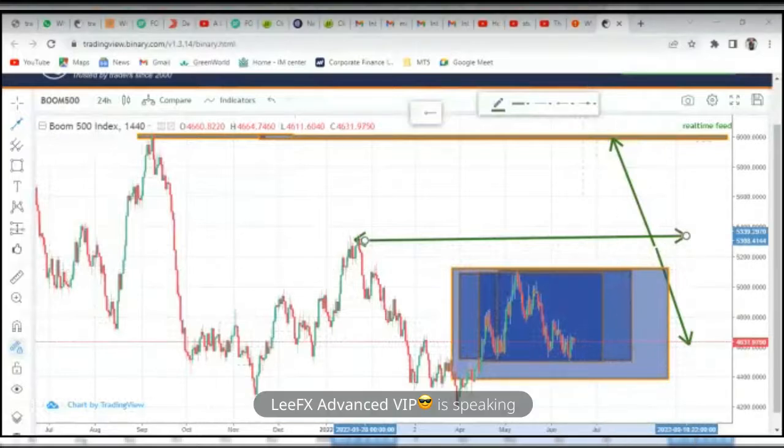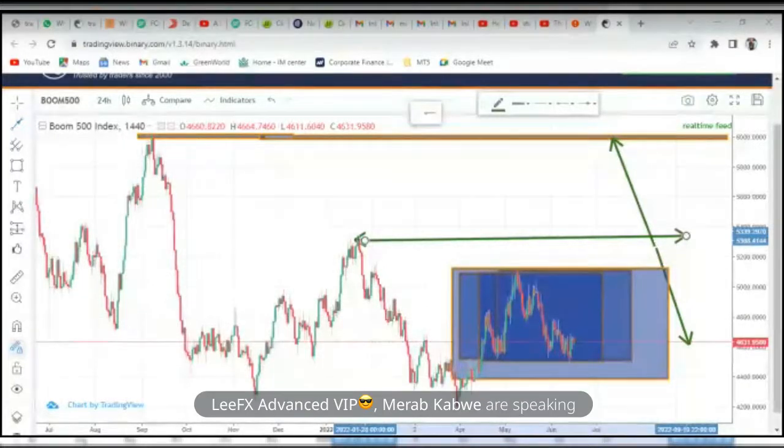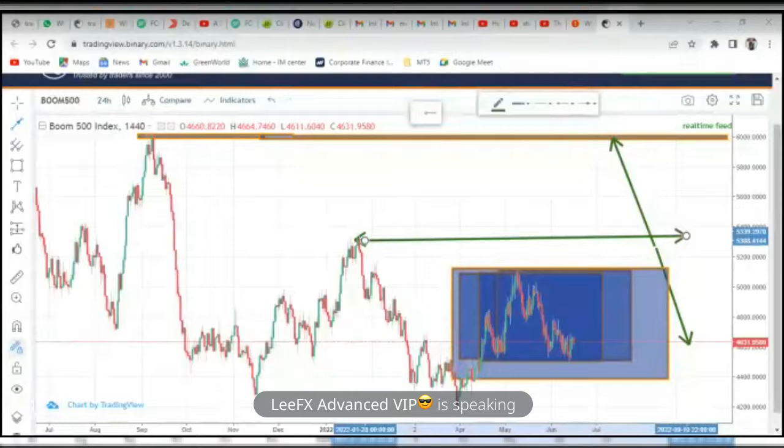That is the first point: you trade what you see. Okay. Are you able to see the same screen? Yes. Yes. Okay.